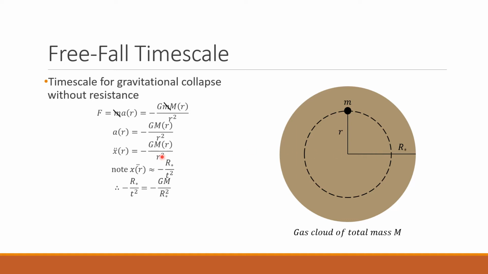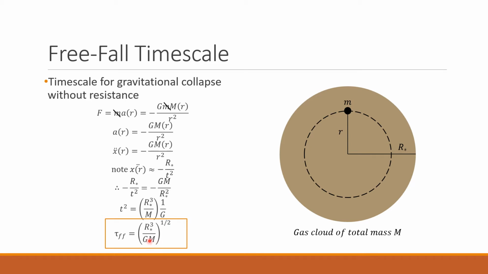So setting this equal to our GM over r gives us minus R star over t squared equals minus GM over R star squared. Note we're now considering the whole gas cloud, so we've moved to big M and big R. Our minus signs nicely cancel out here, and we can rearrange to get time by itself, giving us t squared equals R cubed over M times 1 over G. Solving this for time gives tau freefall, our freefall time, equal to R cubed over GM, and all of that is to the 1/2 power.